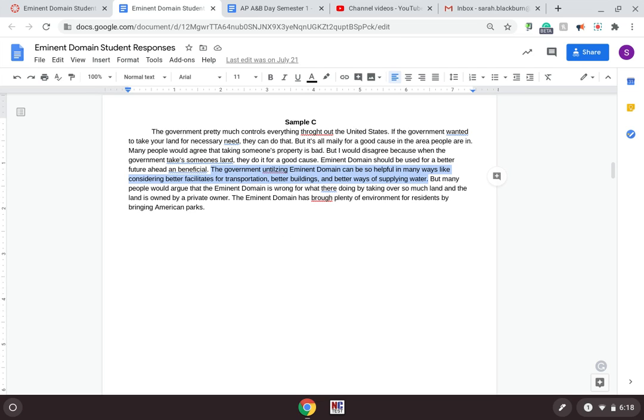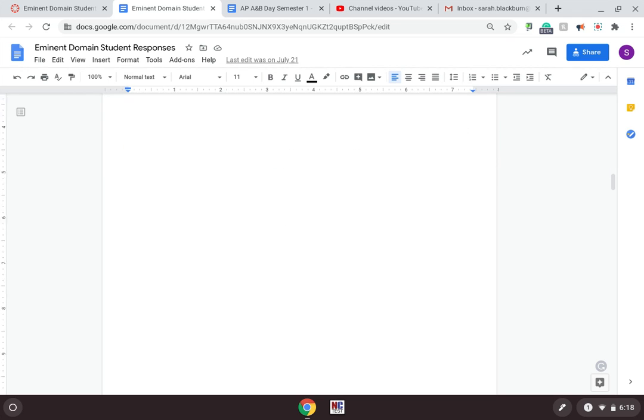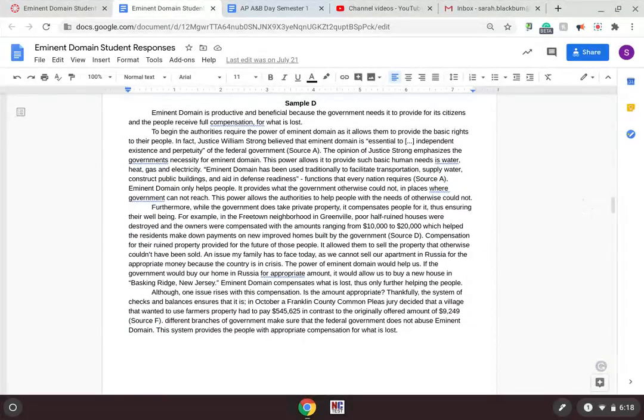So no source citations, really vague. It just doesn't connect anything to anything, and that's all I can say about sample C. Okay, let's move on to sample D.